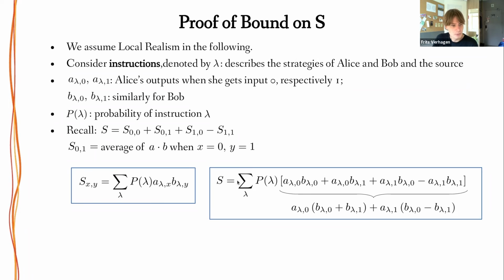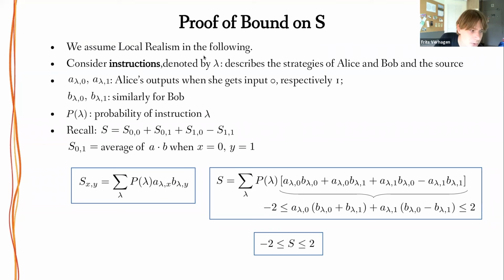So if we sum over all lambdas, we multiply by the probability of lambda, then we get that S itself is actually between minus 2 and 2. Because for every single lambda, it is minus 2 or 2. So the average of all those numbers will be somewhere between minus 2 and 2. So here we've actually proved that if we assume local realism, which is very natural, at least 100 years ago, then S is always between minus 2 and 2.